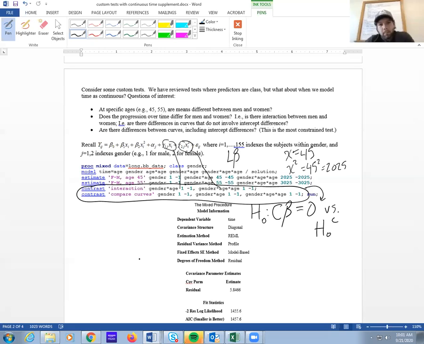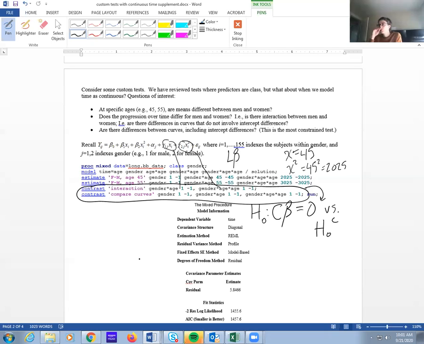A quick question about polynomials. When would you prefer to use an orthogonal polynomial instead of just squaring the actual value? Good question. I typically do make them orthogonal, and the way that you do that is by centering them about 0. When you center them about 0, then you're making them orthogonal, and the benefit then is that those tests are independent of each other.